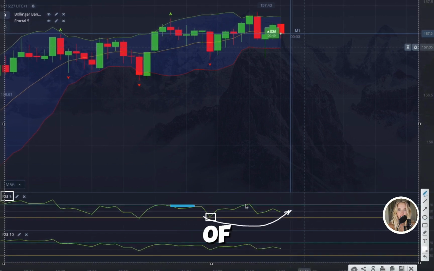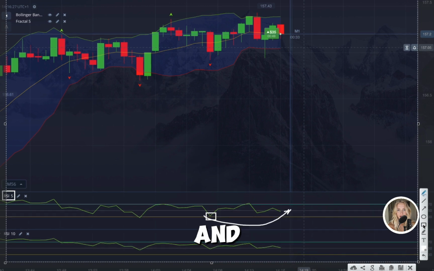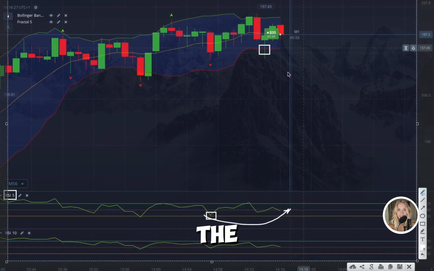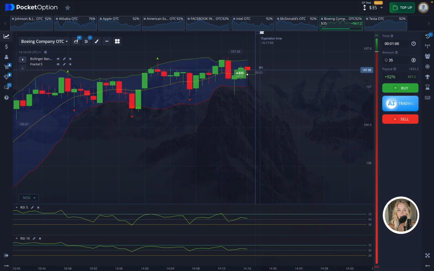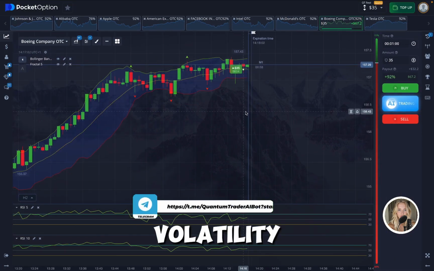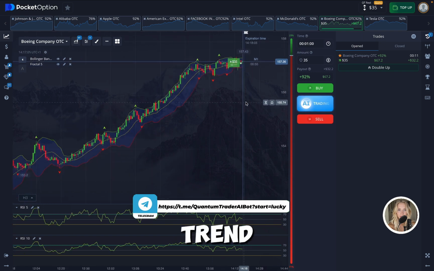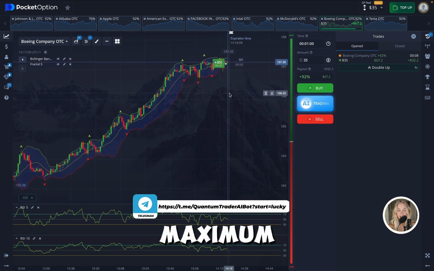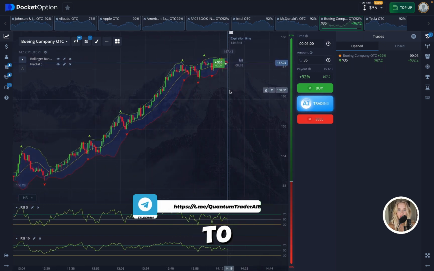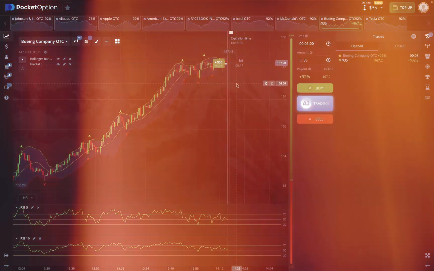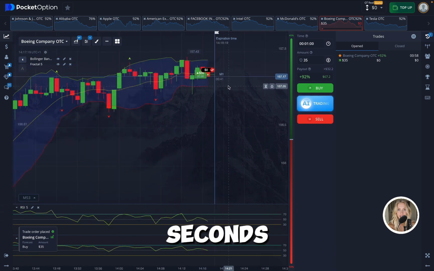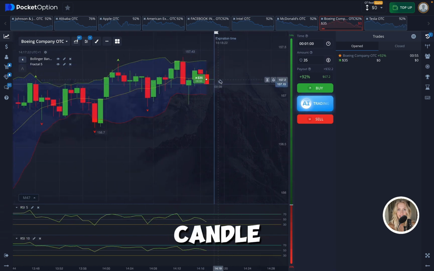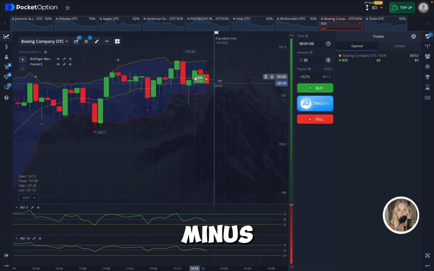Here there was a touch of the lower band of the indicator, and so I decided to analyze the oversold area to open a position on the upside. Moreover, we have rather weak volatility here because most likely the trend has almost reached its maximum, but anyway, it is safest to open a position on the upside. And unfortunately, in the last seconds, you saw a small impulse on this candle and the position closed minus.